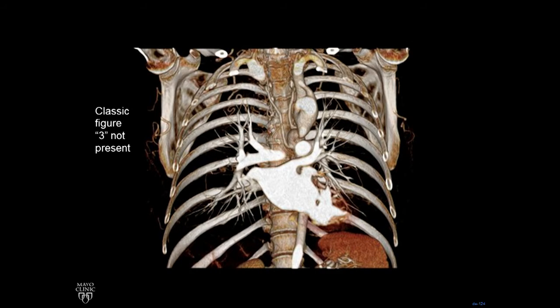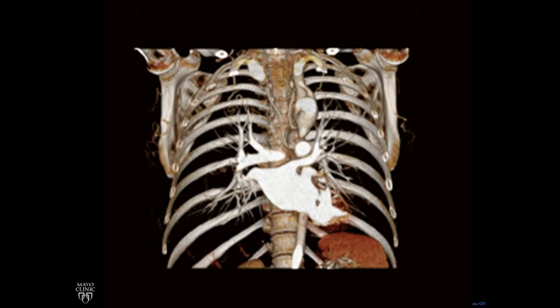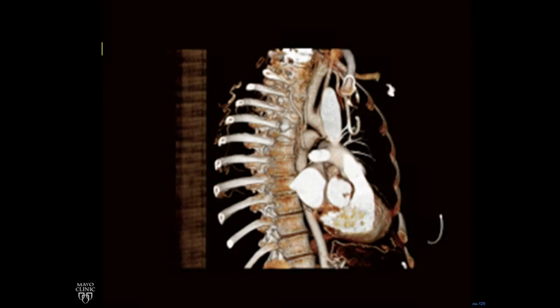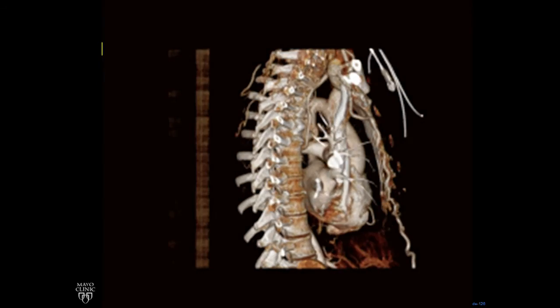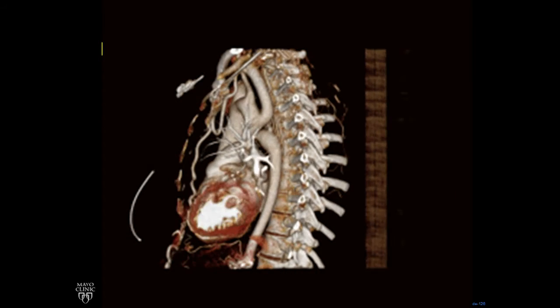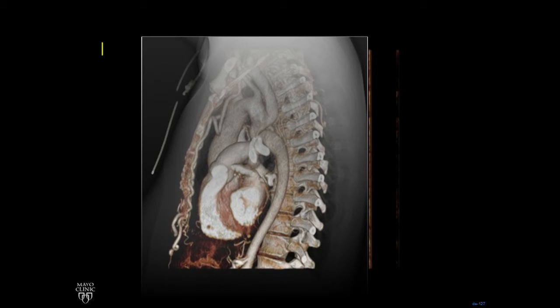It's not the classic figure 3, which looks like a number 3 on the radiograph, and it happens because of the shape of the aorta and the dilated distal descending thoracic aorta, which isn't present in this case. But if we rotate around, you can see just how narrow that aorta is there. If we rotate some more, there again, there's that super narrow coarctation, a dilated left subclavian. Pull up the lateral.